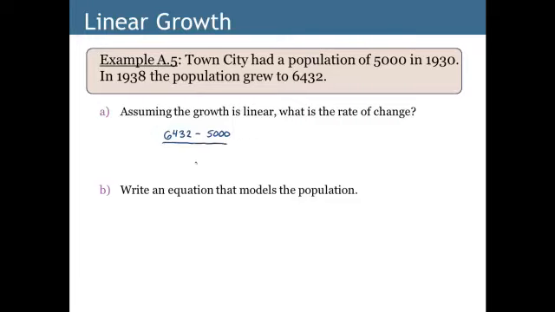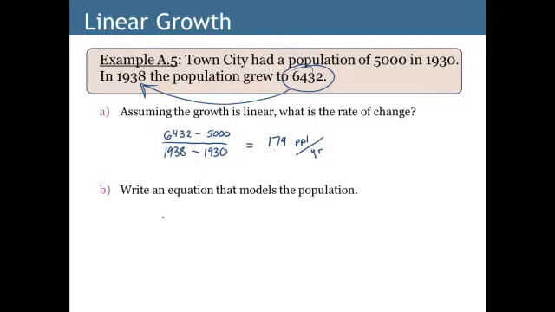That's the change in my population over the change of time. Now, this 6,000 here goes with 1938. So since that was first on top, this has to be first on bottom. And so if you work that out, I believe you get 179. 179 what? Well, the top part's people per year. That's my rate. And it's a positive value. So what's going on? Well, my population's growing at about 179 people per year.